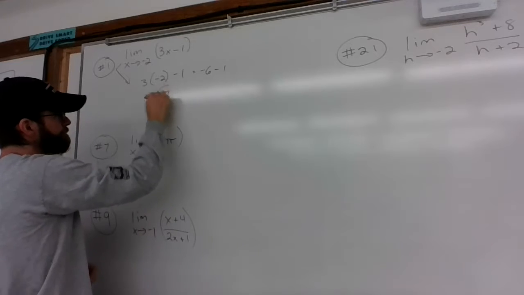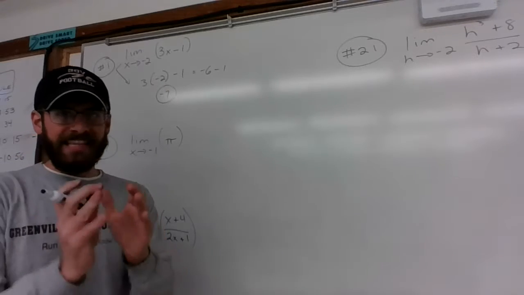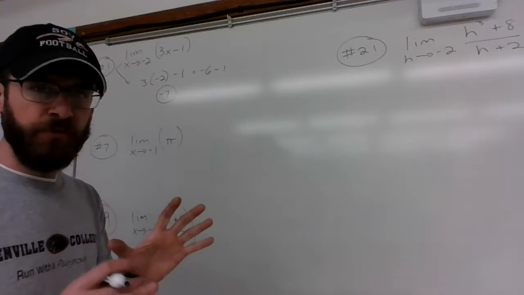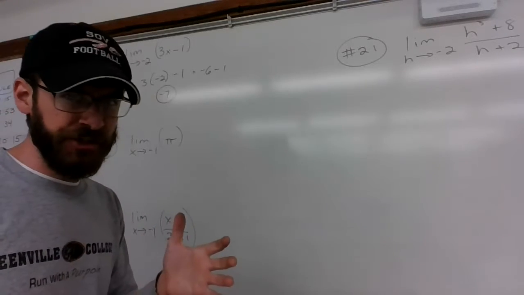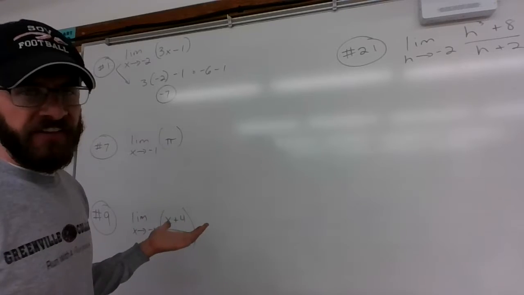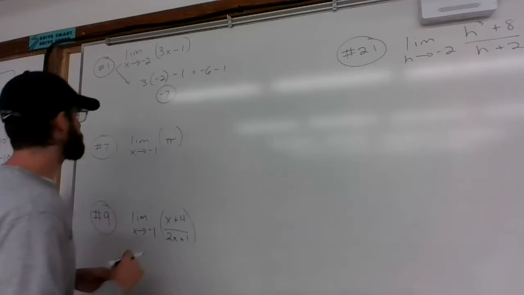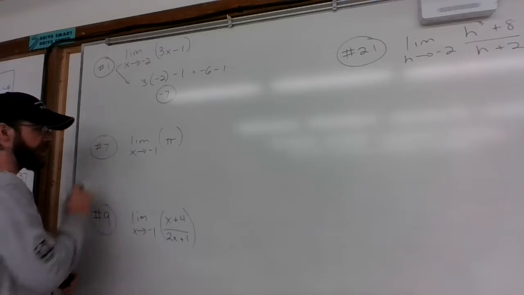It's -7. So the limit doesn't have to be like an open circle, or some kind of weird, funky domain issue. You can find the limit as x approaches any number, and it can exist at a certain spot. Check out number 7.